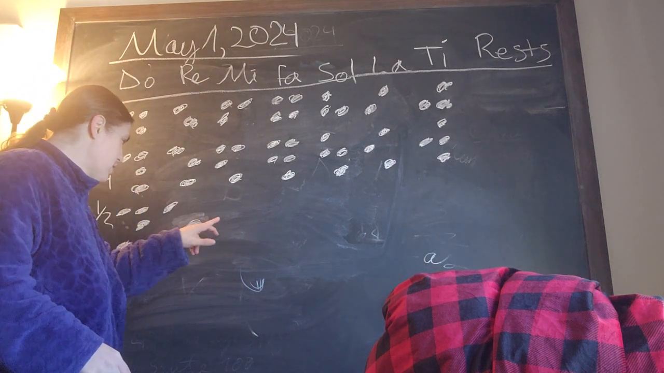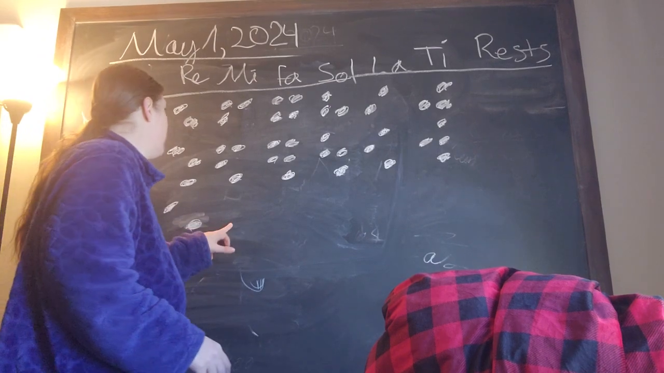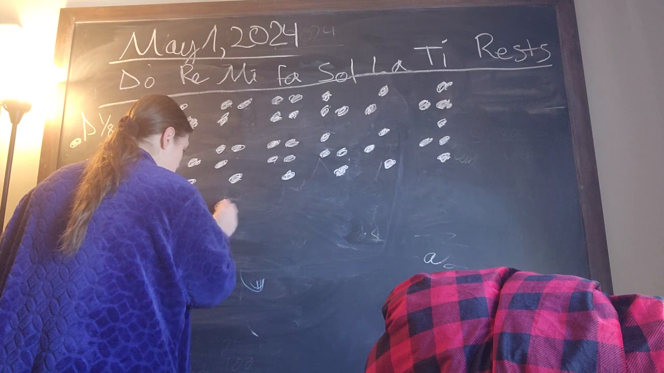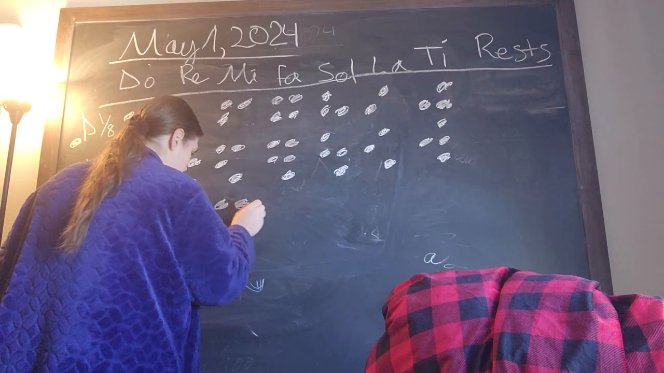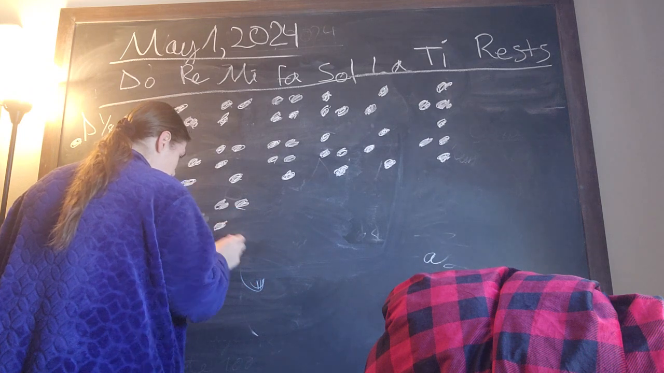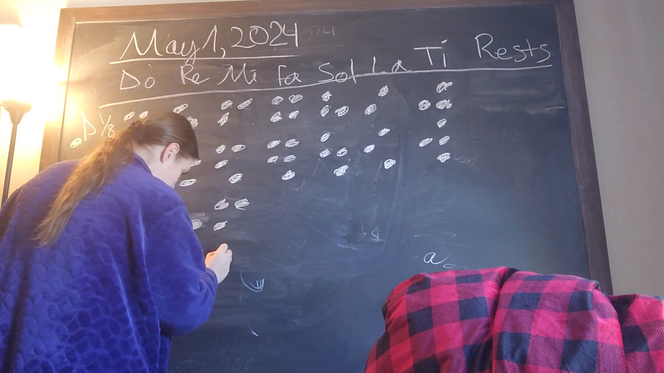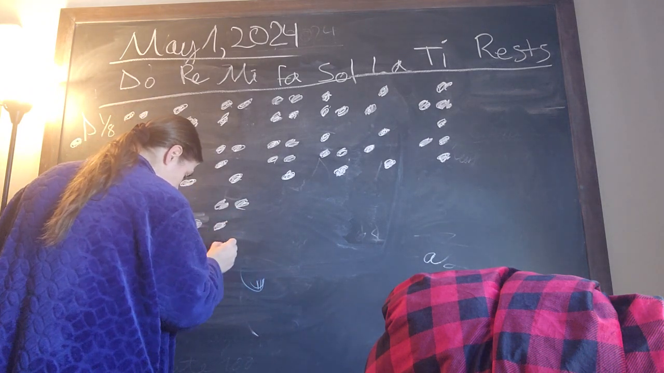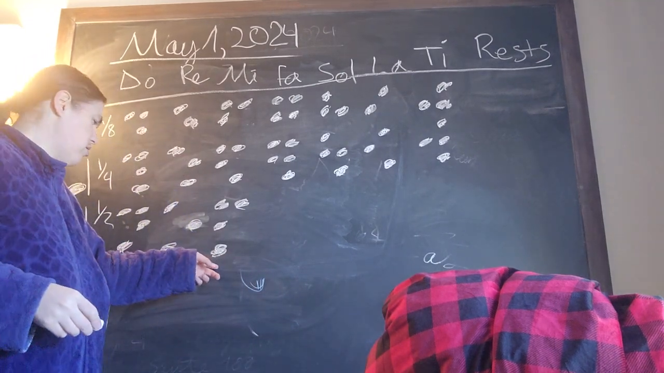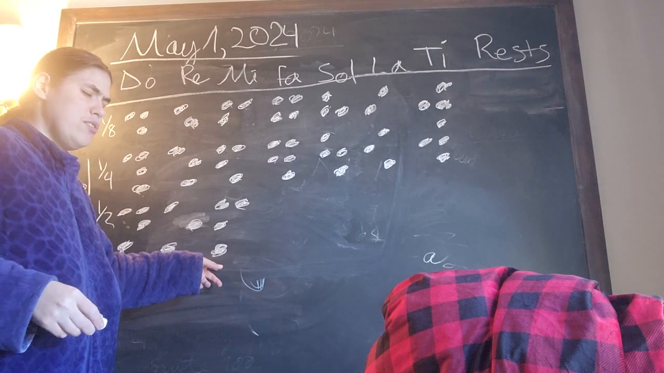Okay, the next one, la or mi, you're going to draw your pitch. 1, 2, 4, and then you're going to add that 3, and there is your mi quarter note, or your mi half note.